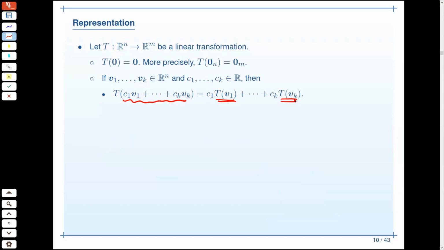In some sense, for differentiation, the teacher told you, you can differentiate term by term. By the way, integration, you can also do the same thing. Integration, you can also integrate term by term. So essentially, they are the same thing.